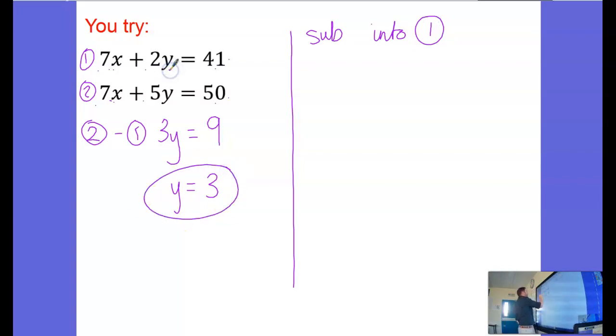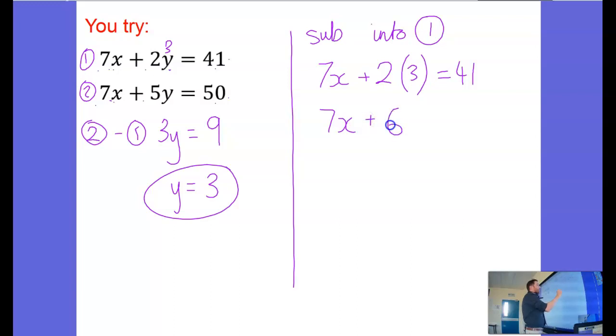So we're going to put that in here. So we get 7x plus 2y, and y is 3, equals 41. So I've just replaced the y there with the number 3. That's all I've done, substituted into there. So I get 7x plus 6 equals 41. Take away the 6 and I get 7x equals 35. Divide by 7 and I get x equals 5.